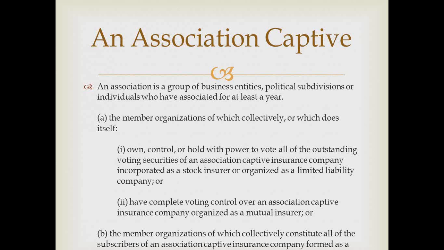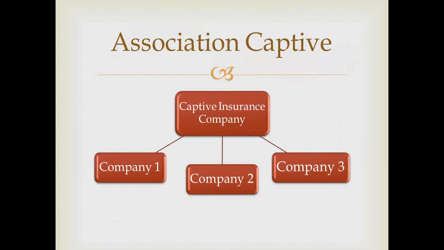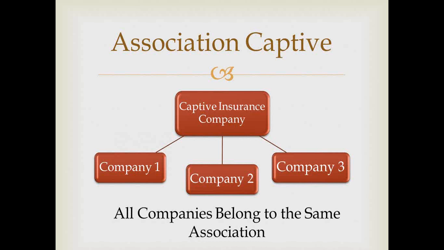Under A, it deals with voting. All the people own, control, or hold with power to vote all the outstanding voting securities, or they have complete voting control over an association captive insurance company organized as a mutual insurer. Again, in A, all the members of the association own the captive. Under B, they're the only subscribers of the insurance, the member organizations of which collectively constitute all of the subscribers. So basically, as we'll see in the next diagram, what we have here is a captive insurance company with three companies. The companies either own all the outstanding shares or they're the only people who purchase insurance. And the key here is that all companies belong to the same association.